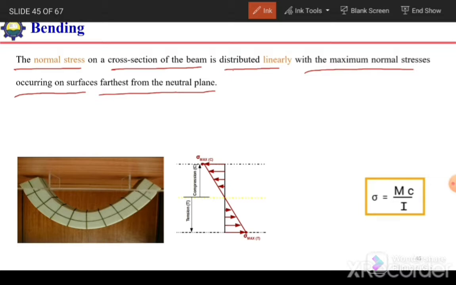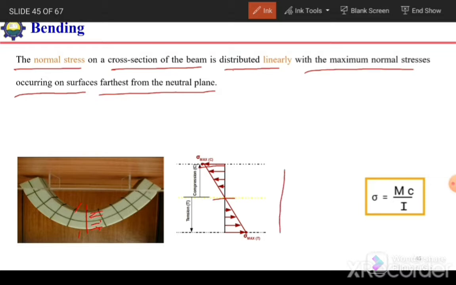So when a beam is subjected to bending, the normal stress, perpendicular to the section, will occur, and the variation of these stresses is linear. So zero at the neutral axis and maximum at the extreme fiber. At the extreme fiber, at the top compression and at the bottom tension. So here it is compression and here it is tension.